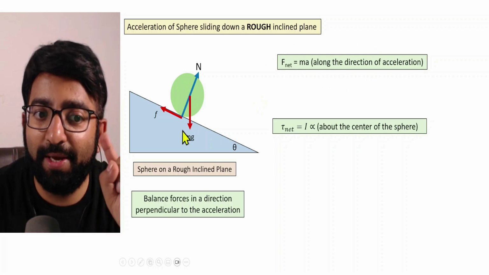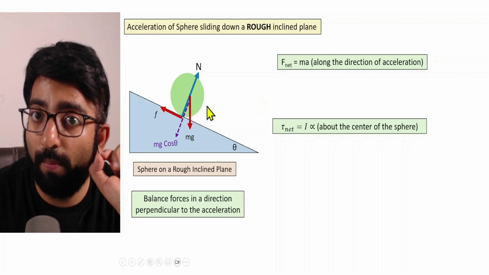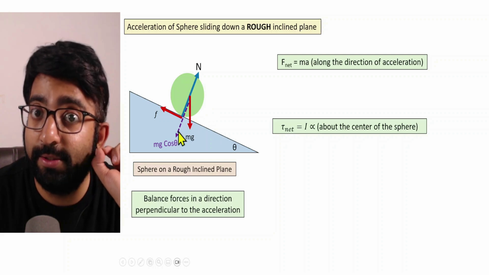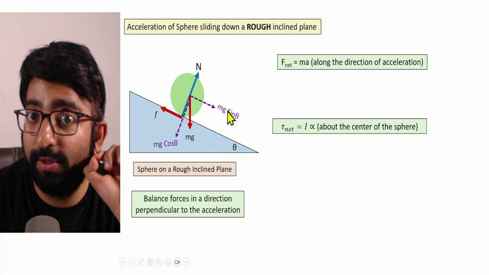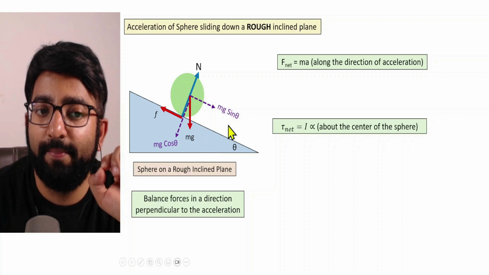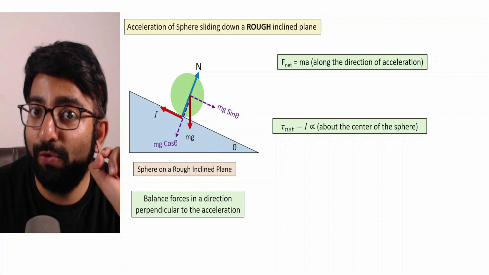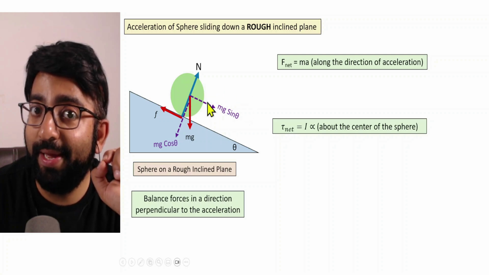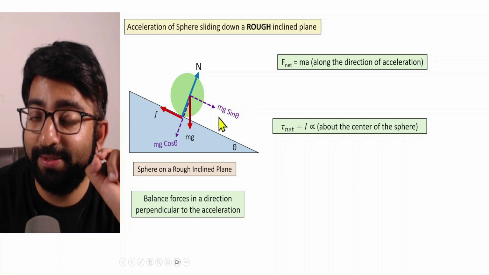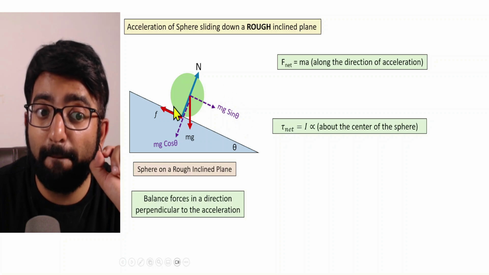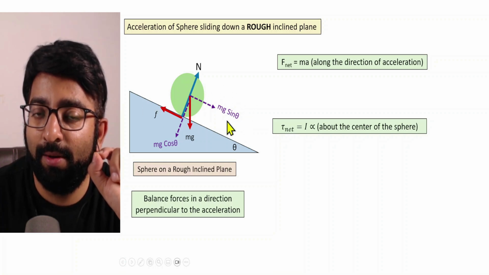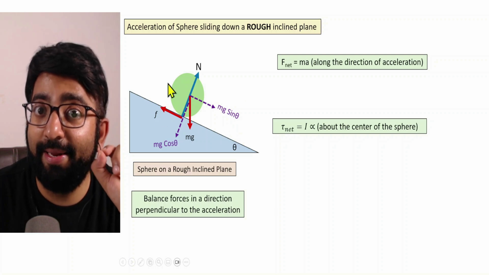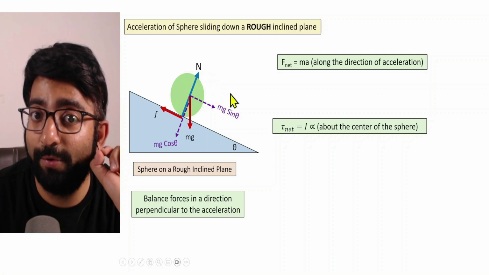Like in the previous case, we will break mg into two components. So mg cos theta is the component perpendicular to the incline and mg sine theta is the component along the incline. In the previous case where there was no friction, the net force was only mg sine theta. In this case, the net force will be mg sine theta minus friction. And why are we subtracting? Because mg sine theta and the second force, friction, are acting in the opposite direction. So we'll have to subtract.